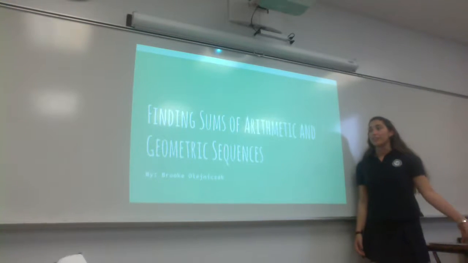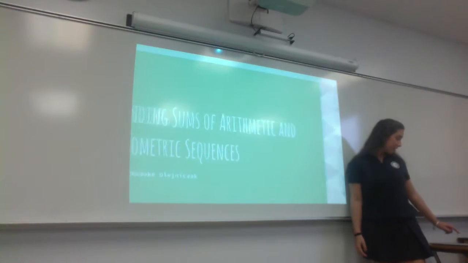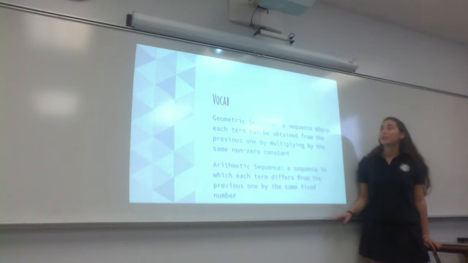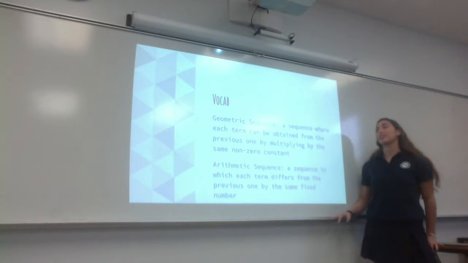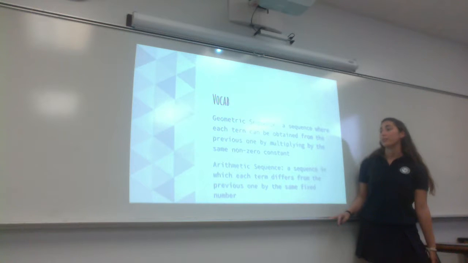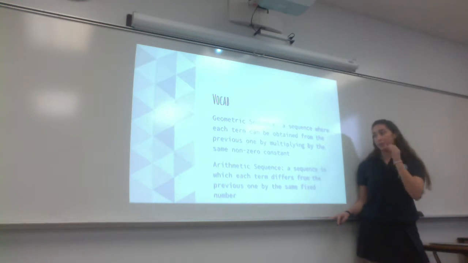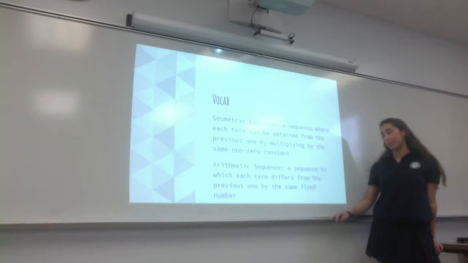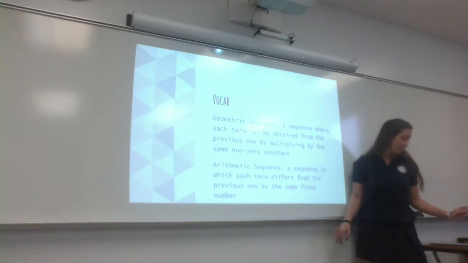Sums of arithmetic and geometric sequences. And then here's just some vocab. A geometric sequence is a sequence where each term can be obtained from the previous one by multiplying by the same non-zero constant. And then an arithmetic one is a sequence in which each term differs from the previous one by the same fixed number.